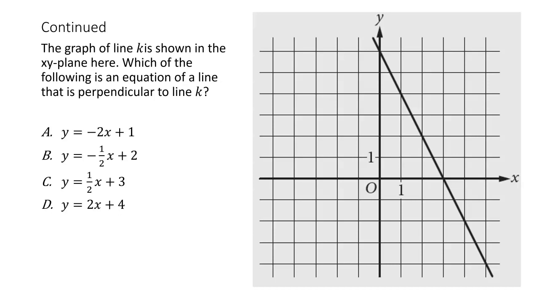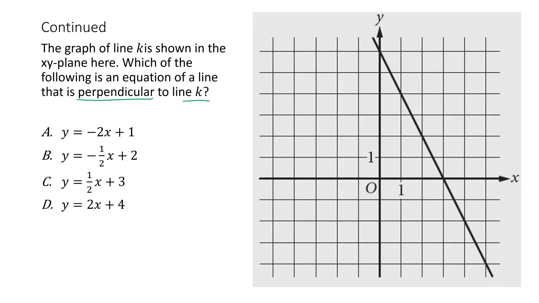The graph of line K is shown in the XY plane. Which of the following is the equation of a line that is perpendicular to line K? So that's line K over there. What do I know about perpendicular lines? There's something very specific about the way that they intersect. Granted, every intersection creates an angle, but it creates a very specific angle. A right angle. Perpendicular lines make right angles.